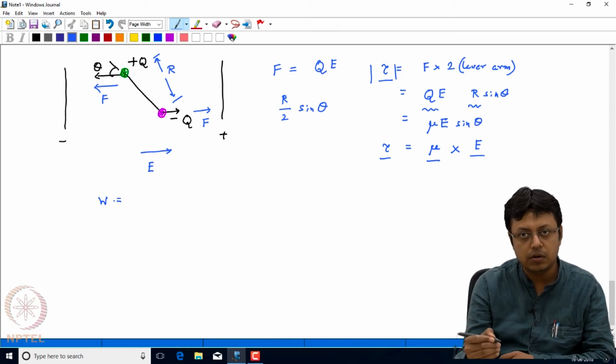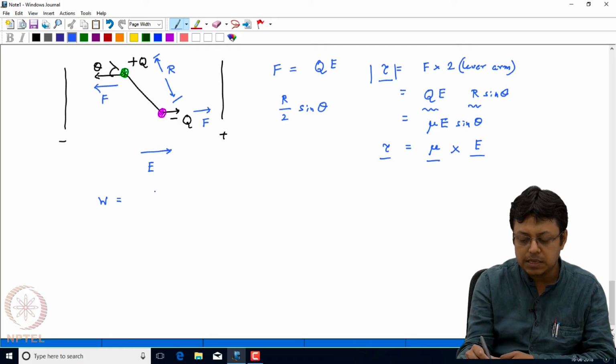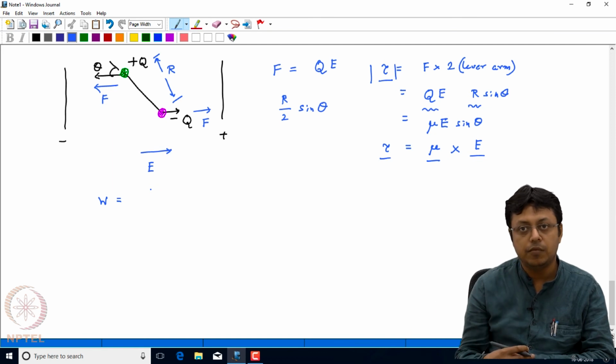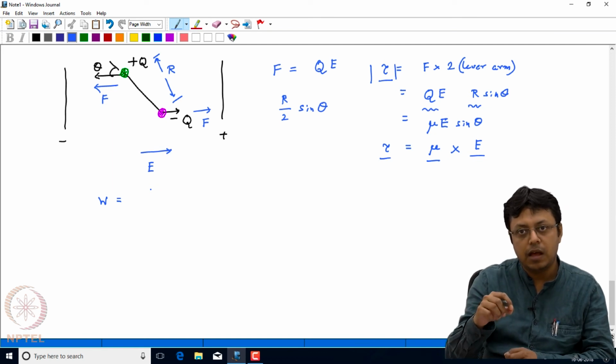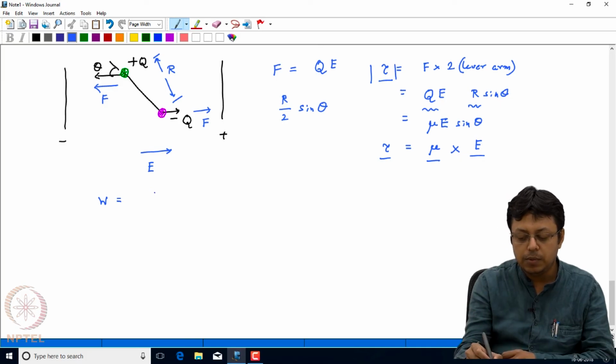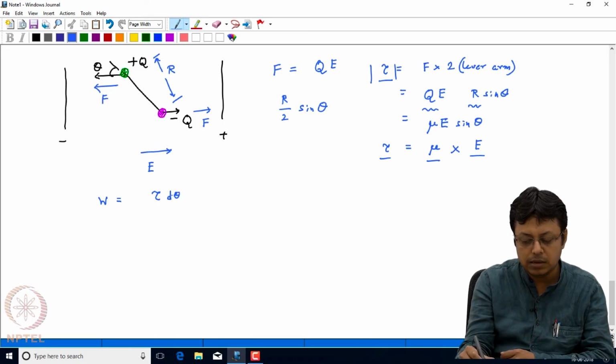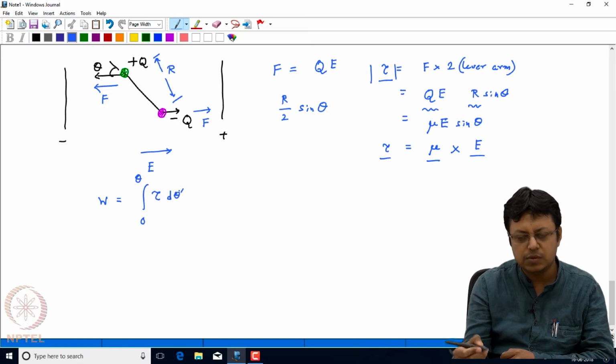To calculate this work done, recall that for linear motion work is force into displacement. If we are applying a torque, it is the rotational equivalent of force, so work is torque times, instead of displacement, the rotational angle. So, it will be tau d theta, going from 0 to a particular angle, let us say theta, and we use d theta prime, because theta prime is the variable.